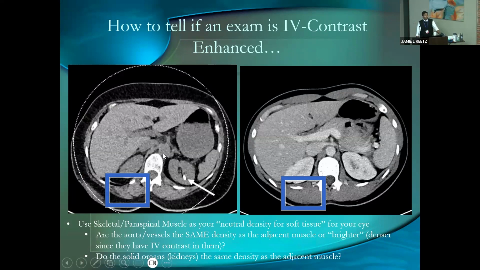Now look at a visceral organ or a solid vessel like the aorta. If on this non-contrast exam the paraspinal muscles are the same gray as the aorta, and here on a contrast-enhanced exam the paraspinal muscles remain the same gray, but the aorta is brighter or more dense, that's a contrast-enhanced examination. Again, I was going to get into imaging interpretation, but I couldn't help myself.